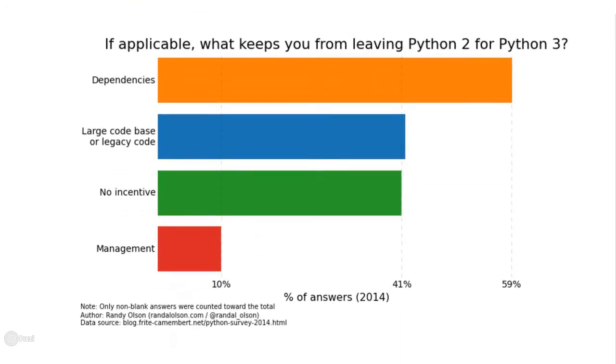Now, what keeps people from leaving Python 2 to Python 3? The majority of the answers were dependencies or a large code base or legacy code. What that means, if you were to get a job right now as a Python programmer, it's more likely than not that your code base will be in Python 2. So it's important to understand how to code in Python 2 and understand the differences for Python 3 for future work.